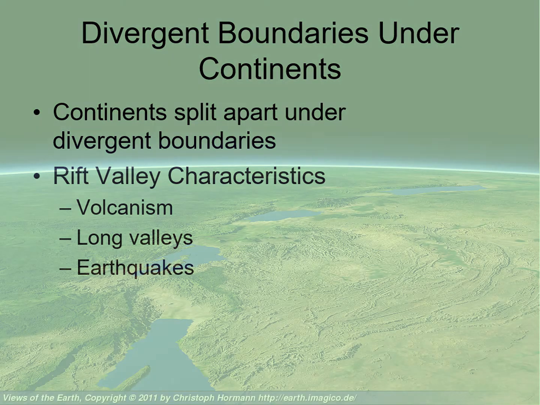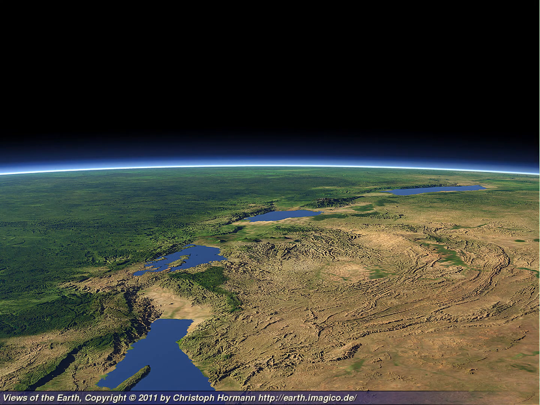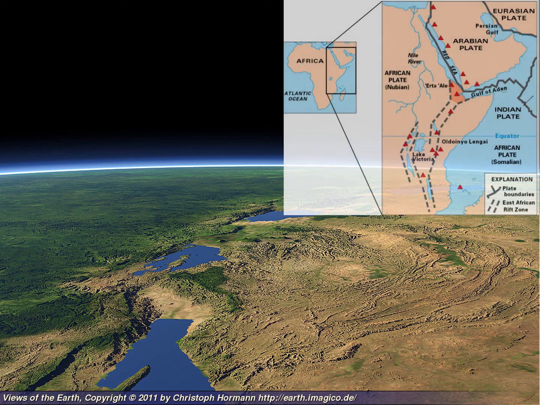The best example of this on Earth at the moment is Eastern Africa, where a set of rift valleys extend along much of the eastern half of the continent, threatening to split East Africa away. This has already happened further north, where the Red Sea divided the Arabian Peninsula from northeastern Africa.